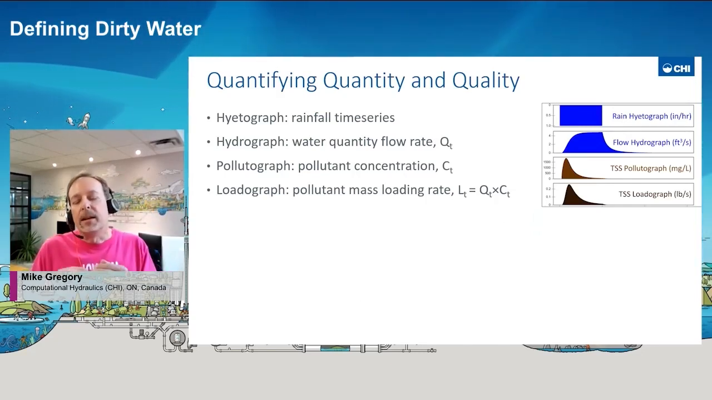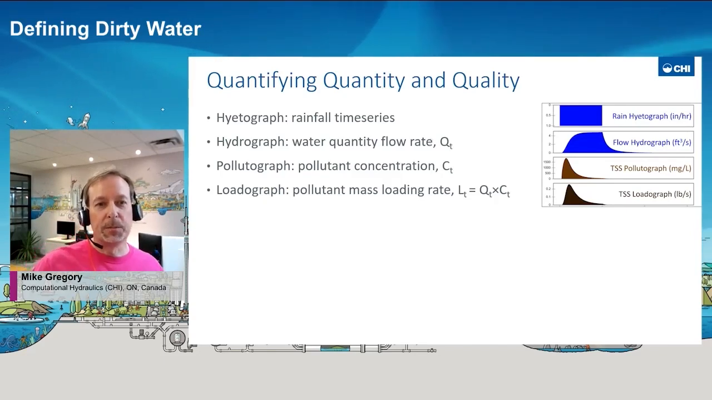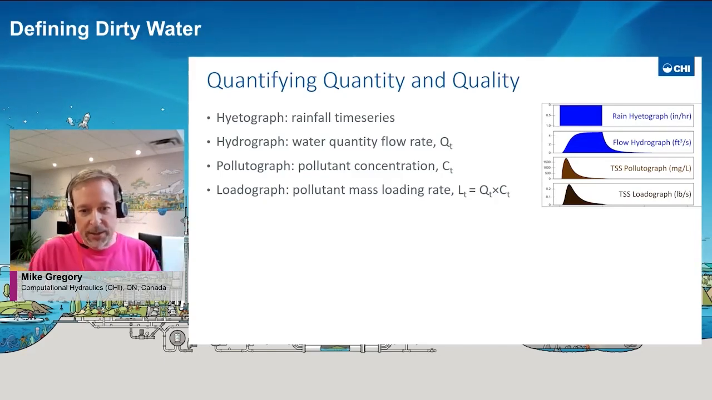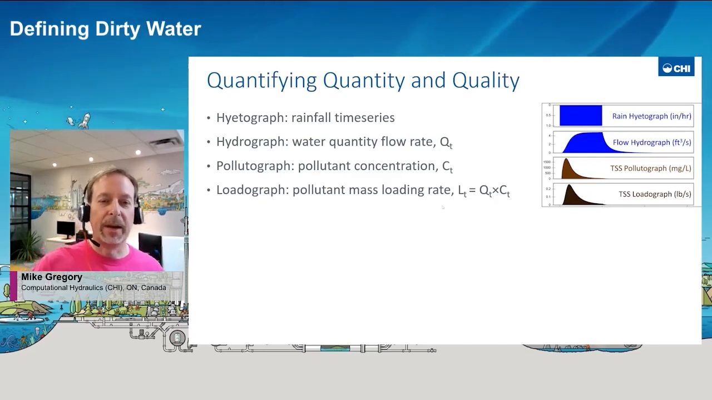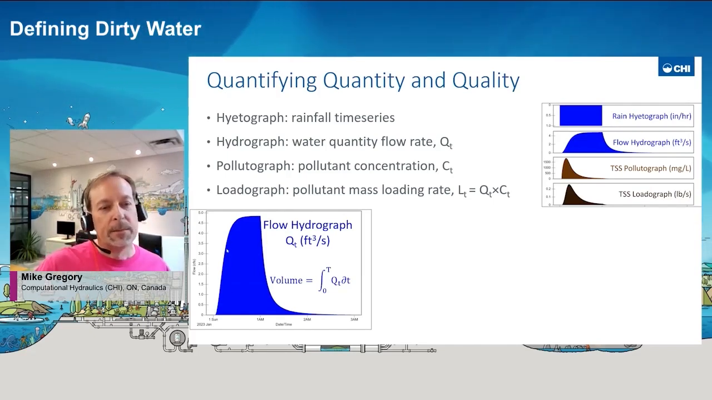But then the loading rate, the mass loading rate, so pounds per second or kilograms per second, we call that a loadograph. And that is you just multiply the flow rate times the concentration at the same time step, and that's your loading rate at that time. So flow hydrograph, there you go. Here's the flow.